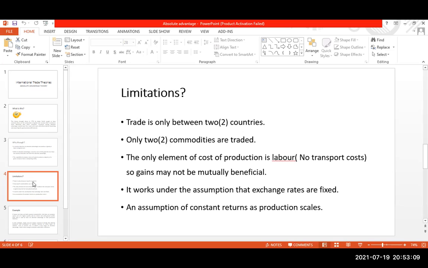The assumption of constant returns as production scales. So just to give an example of this, with regards to calculations for this theory, let's say we have two countries, and because the only factor this theory takes into account is labor, it will tell you that it takes 10 men to make one car. So in essence, if you have 20 men, you should be able to make two cars, and with 30, three cars, right? But it doesn't take into account certain factors that may affect the production outside of labor.